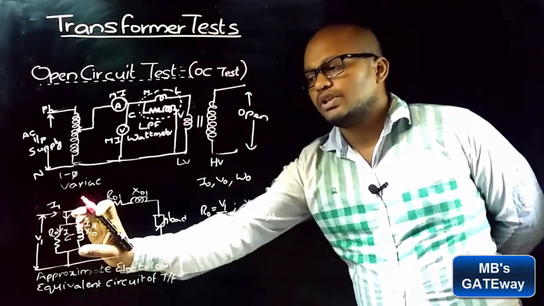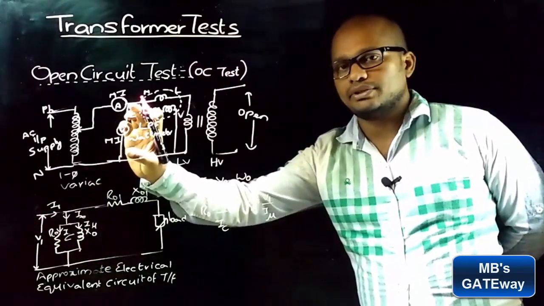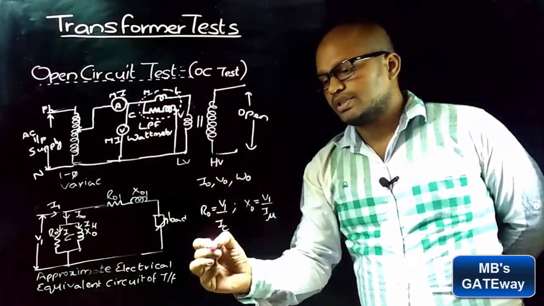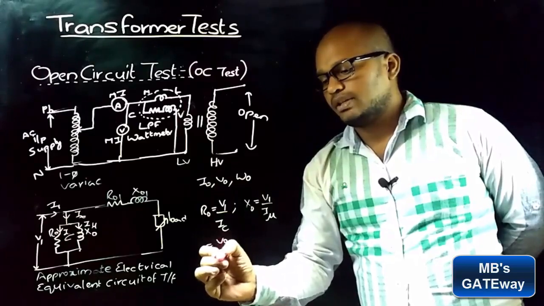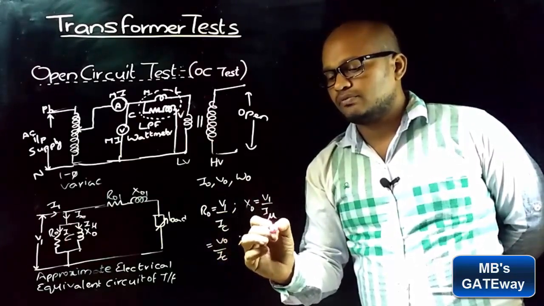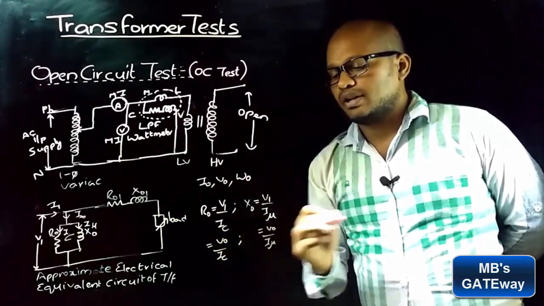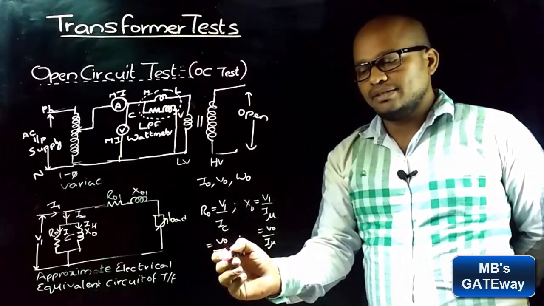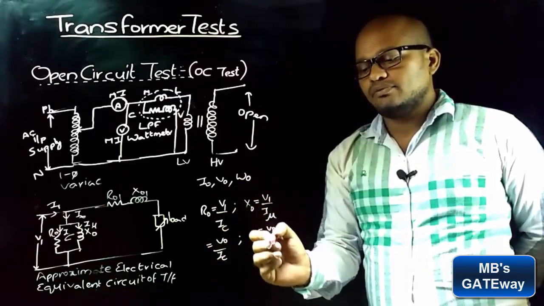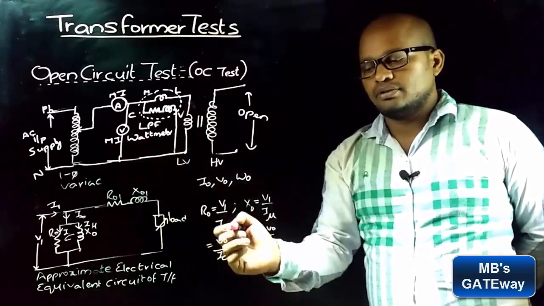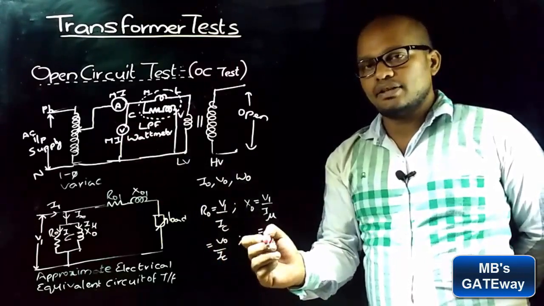As here the input voltage V1 is read by the voltmeter, the input voltage is taken as V0. So R0 is equal to V0 by IC and X0 is equal to V0 by I mu. So to find R0 we need to find IC, and to find X0 we need to find I mu, and V0 is given by the voltmeter reading. So we need to find IC and I mu.